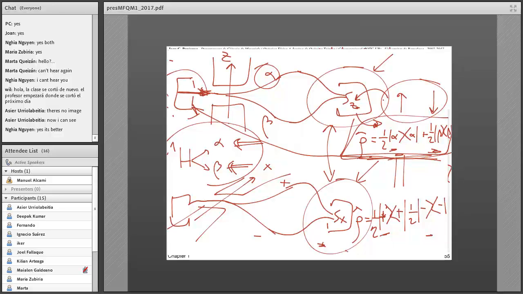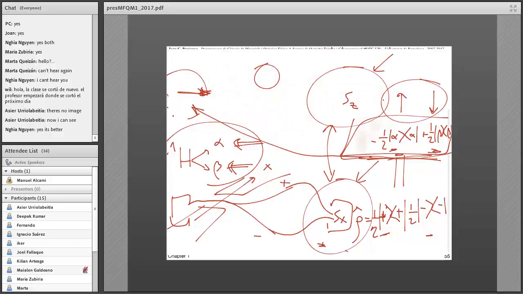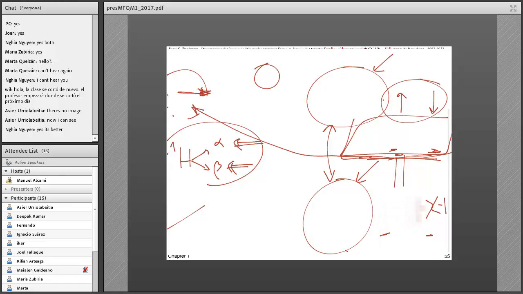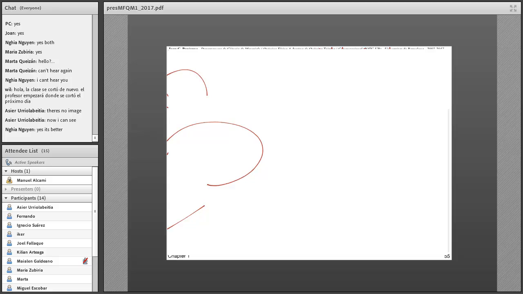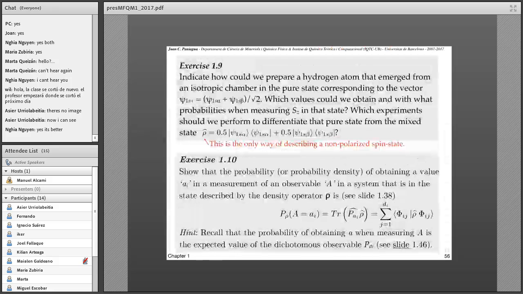Vaya, y ahora. Uy, qué lío. Ah, okay. Well, let me see the reply. I have a little problem with the pointer. Well, no sé si es la que viene. Me deja una entre medio.